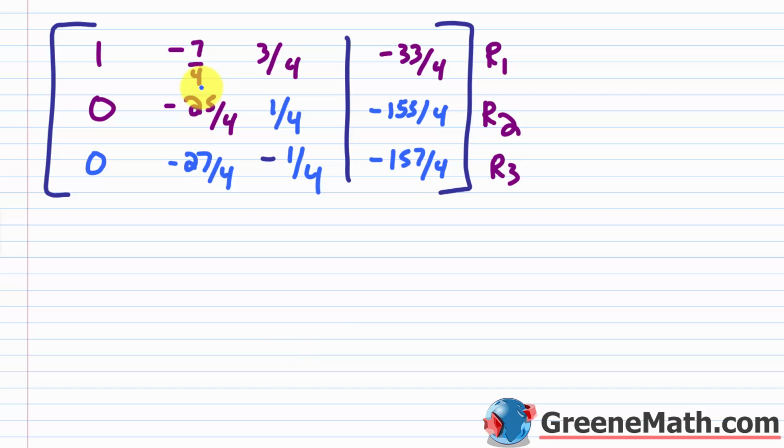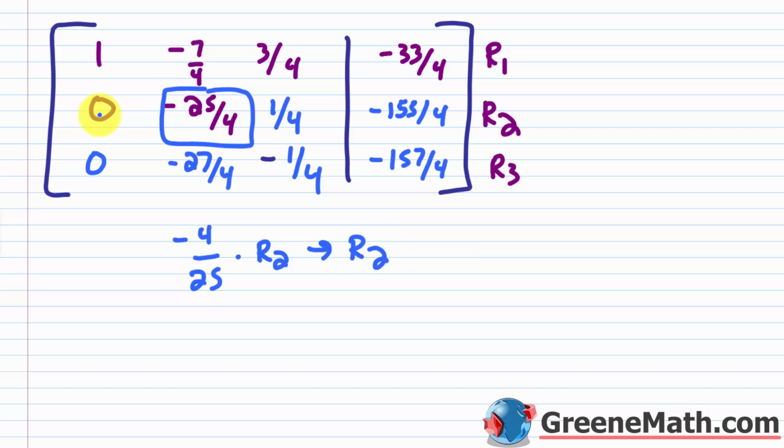So the next thing I want to do is get a 1 here. Okay, I always want to get a 1 first and then get my 0 below and above in this case. So I can do that by just multiplying row 2 by the reciprocal of that. So I would have negative 4/25 times my row 2. That's going to give me my new row 2. Okay, so this is not going to be affected. This will turn into a 1. Okay, this will be a 1.